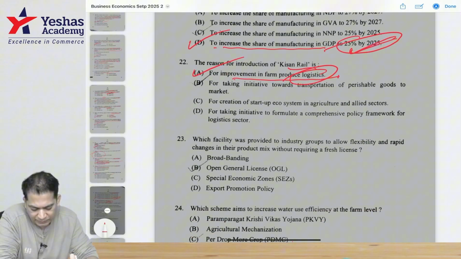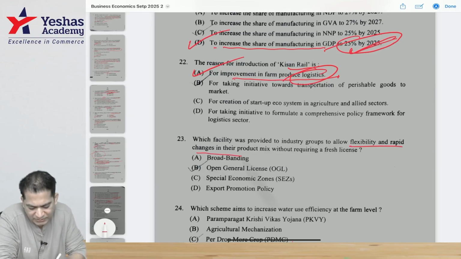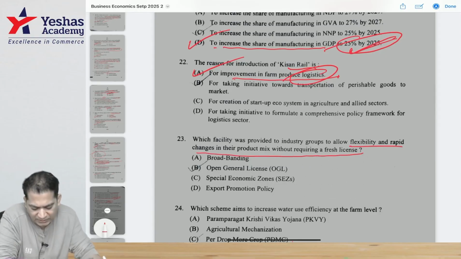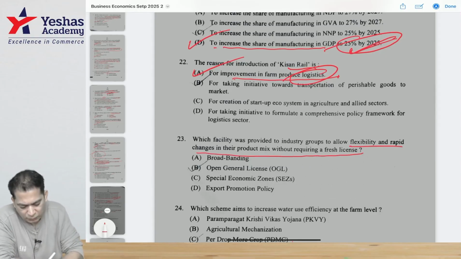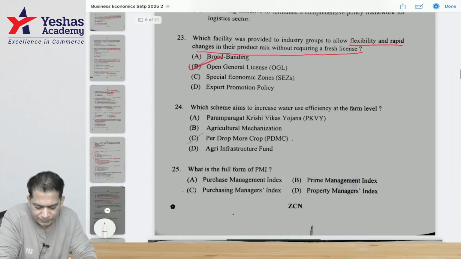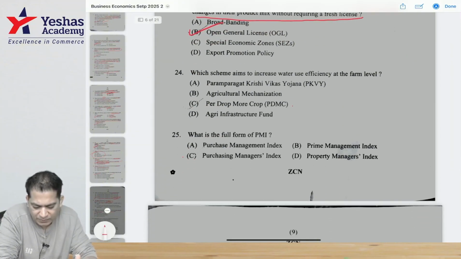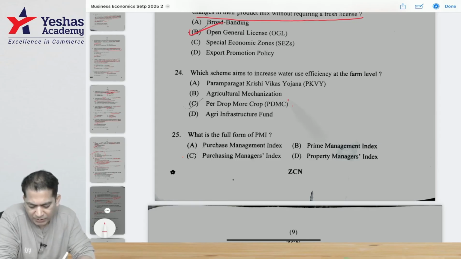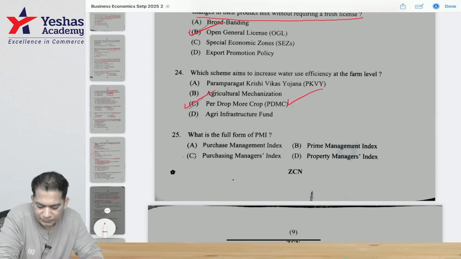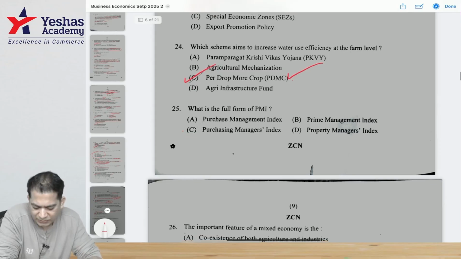Which facility was provided to industry groups to allow flexibility and rapid changes in their product mix without requiring fresh license? Open General License (OGL). Which scheme aims to increase the water use efficiency at the farm level? Per Drop More Crop. These are all direct questions.